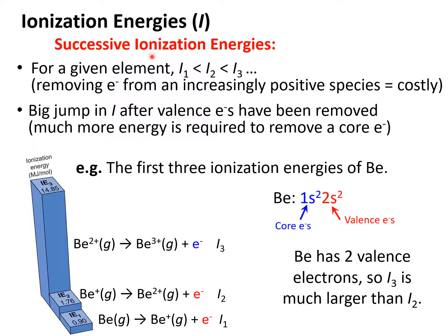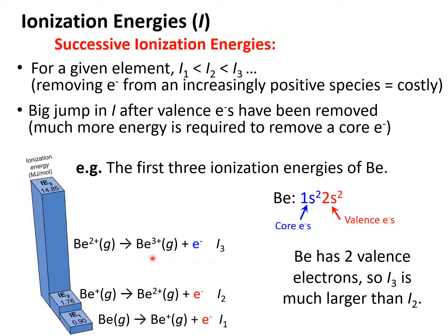Here we look at successive ionization energies. As we might recall, the first ionization energy is defined as removing one electron from a neutral atom in the gas phase. This results in the formation of a +1 ion in the gas phase. The second ionization energy is defined as removing one electron from the +1 ion in the gas phase to produce the +2 ion in the gas phase. Similarly, the third ionization energy is defined as removing one electron from the +2 ion in the gas phase to produce the +3 ion in the gas phase.